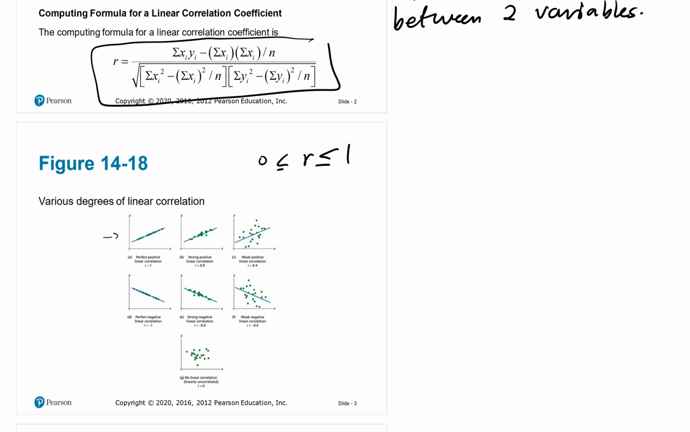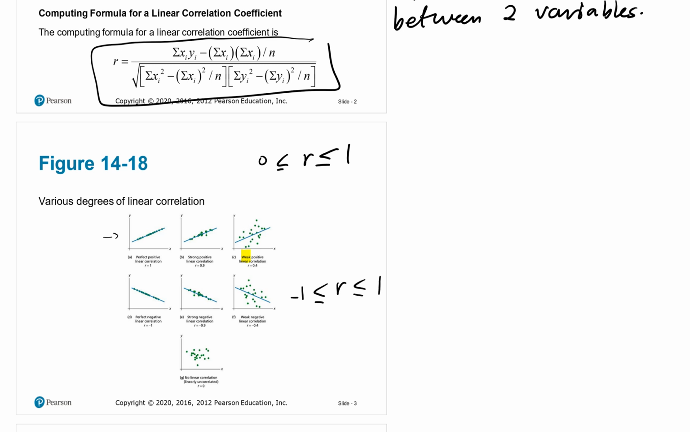As R gets closer and closer to 0, do you see how the points spread out? It's still positive, but it becomes a weak positive correlation. So as R gets closer and closer to 0, it gives us a weak positive correlation. Now, can R be below 0? Well, yes. R can in fact go from -1 to 1, not just 0 to 1.